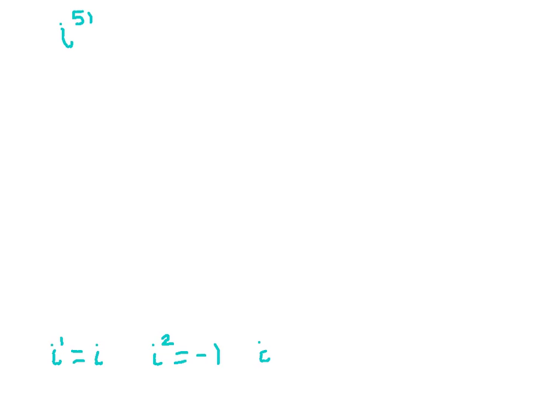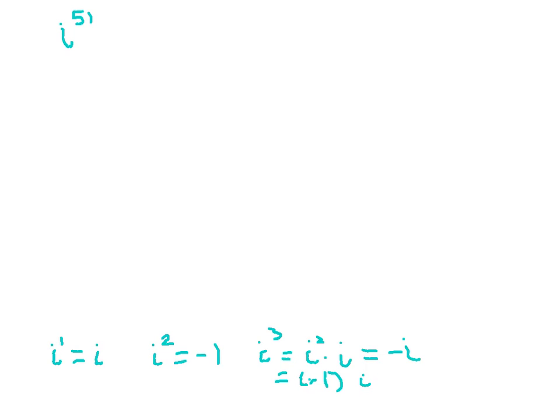Hi, Claire. i cubed is equal to i squared times i. So i squared is -1, times i. So that gives me a negative i.